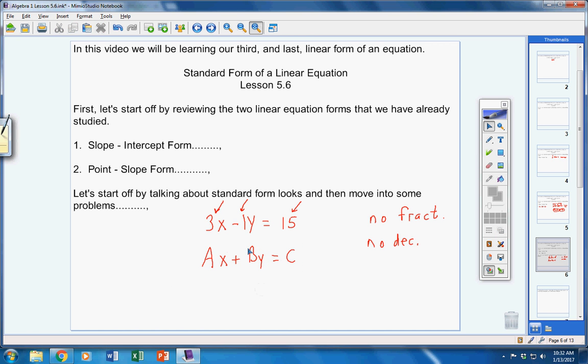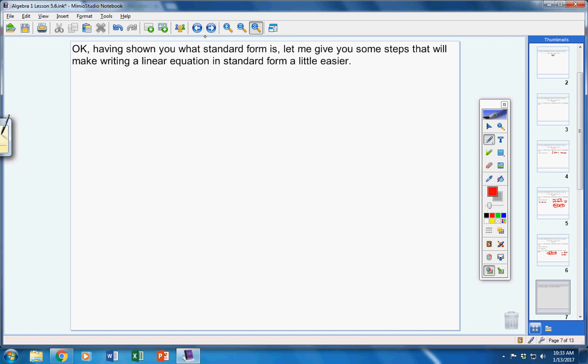A would be 3, your B would be -1, and your C would be 15. But you don't have to learn all that. I'm just simply saying to you that this is standard form right here. Alright, now to be honest with you, it's simple to learn, but it's not easy to do. So because of that, I'm going to give you some steps that will make this a little easier, okay?